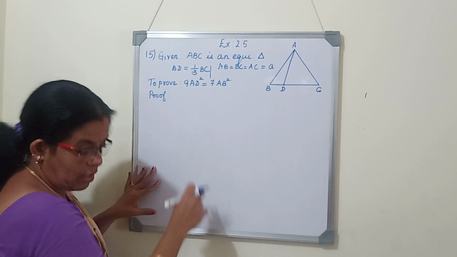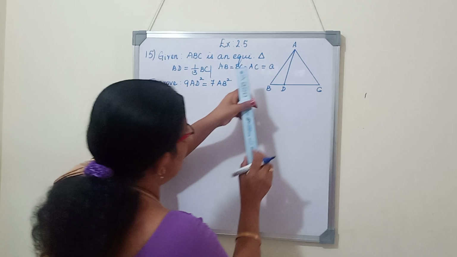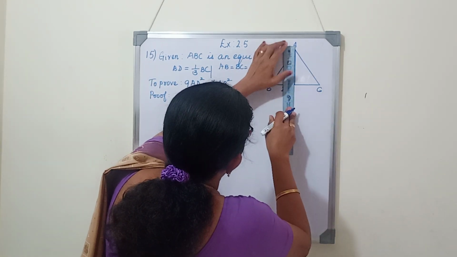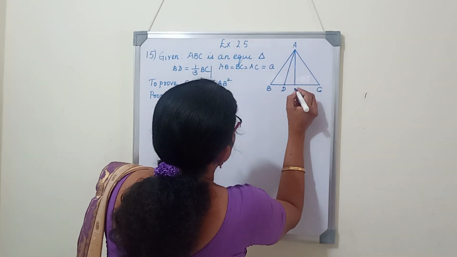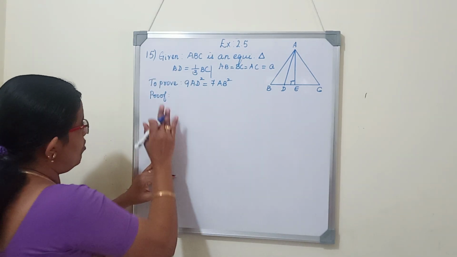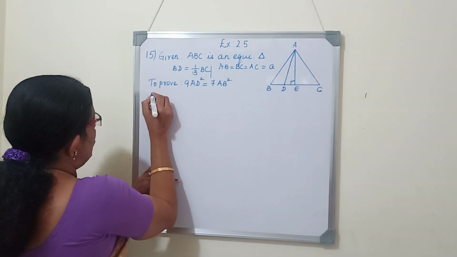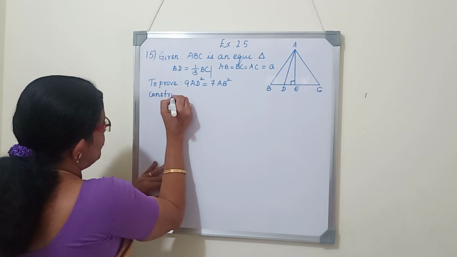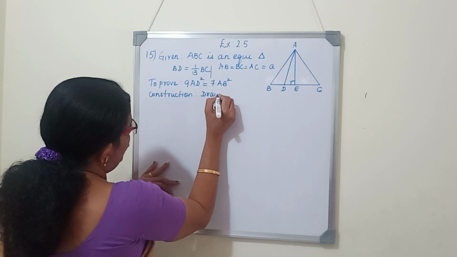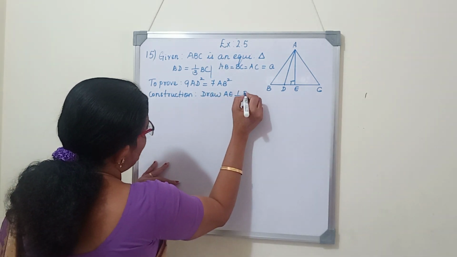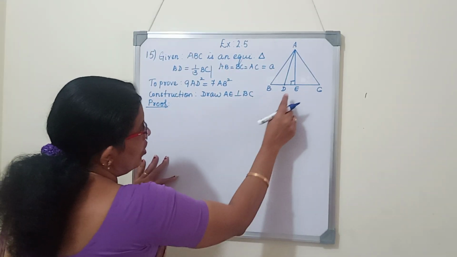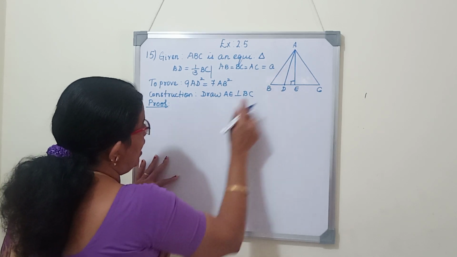So first we will find out the height of this equilateral triangle. So we will draw a perpendicular line. Before this we will write construction. Draw AE perpendicular to BC. Now proof. So here we will consider the triangle ABE.